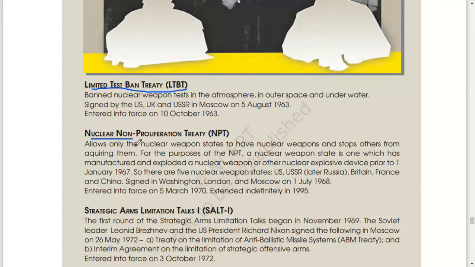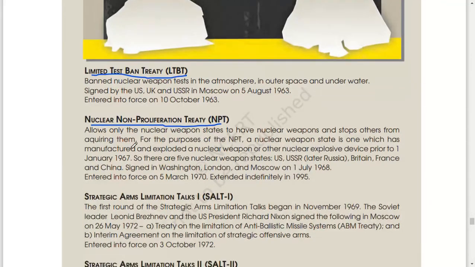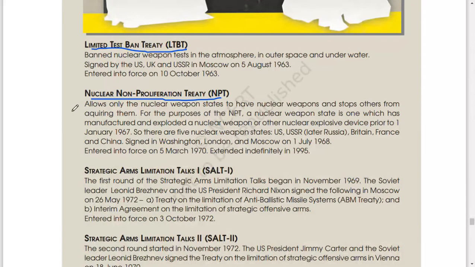Nuclear Non-Proliferation Treaty (NPT) allows only the nuclear weapon states to have nuclear weapons and stops others from acquiring them. For the purpose of the NPT, a nuclear weapon state is one which has manufactured and exploded a nuclear weapon or other nuclear explosive devices prior to 1 January 1967. So there are five nuclear weapon states: US, USSR, later Russia, Britain, France, and China. Signed in Washington, London, and Moscow on 1 July 1968, it entered into force on 5 March 1970 and was extended indefinitely in 1995.